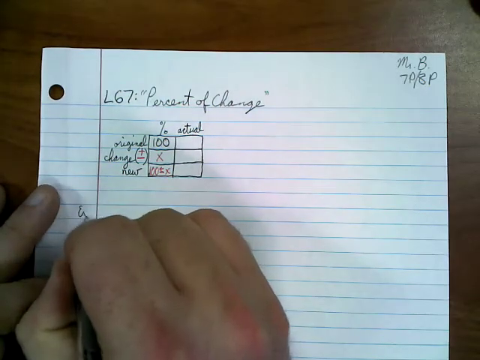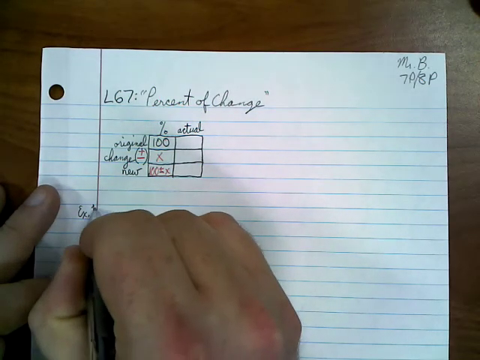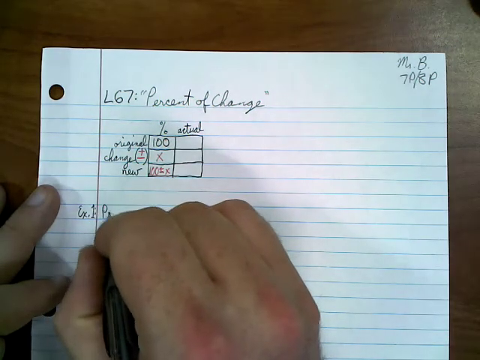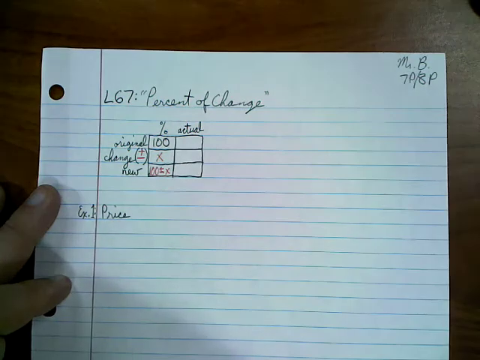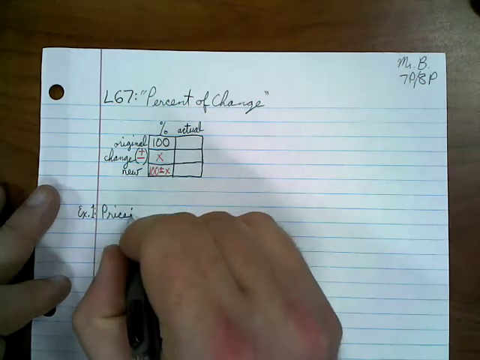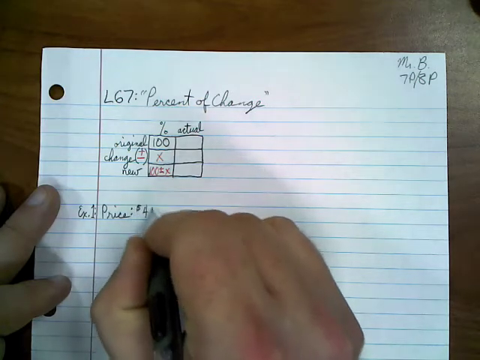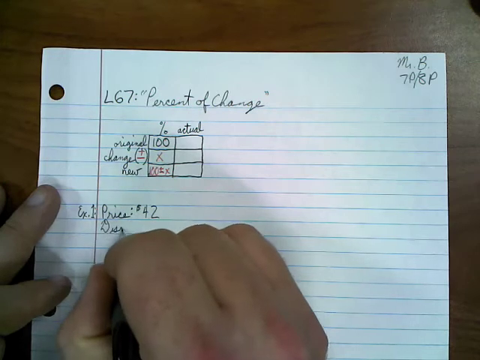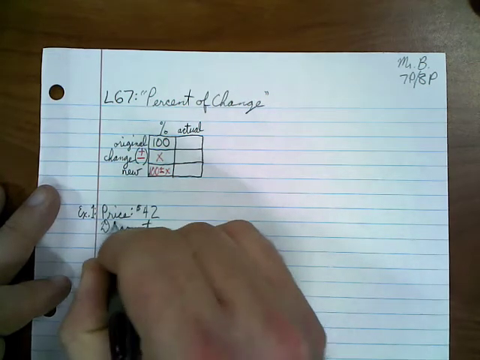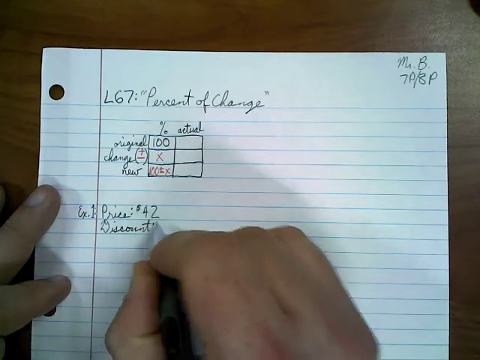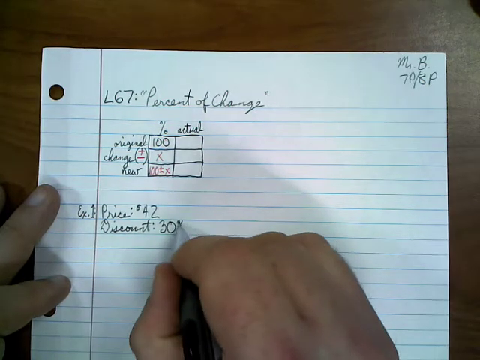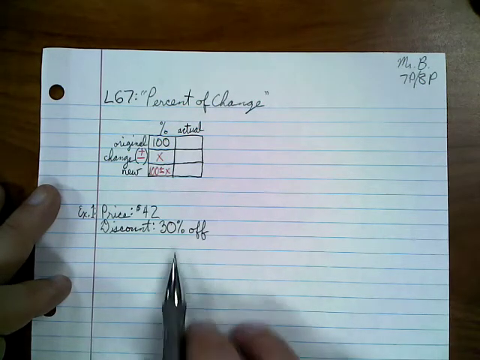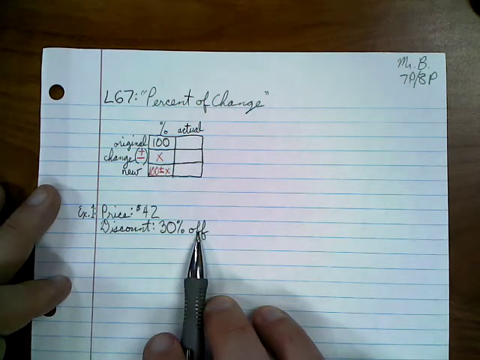So let's label this example 1 here. For example 1, we're going to say that we're shopping and we see that something has a regular price of $42. But that item is on a discount. And the sign there at the store says that it is 30% off. So if it's 30% off, would this be an increase or a decrease?